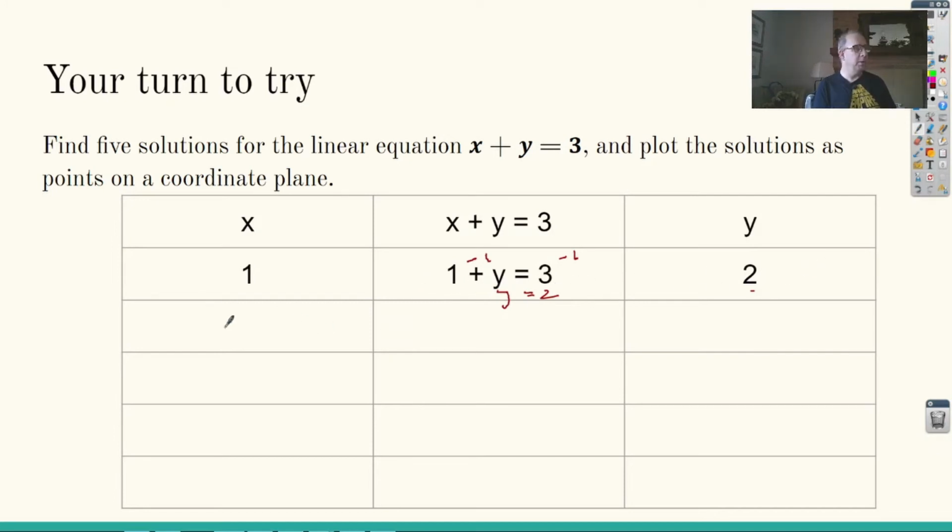I'm going to pick another number for x. I could pick any number, but I'm going to pick a simple number. If x is 2, then I have 2 plus y equals 3. And then I subtract 2 on both sides, y equals 1. Okay? So take a minute, pause this, and fill out this table, and we will see in just a second.